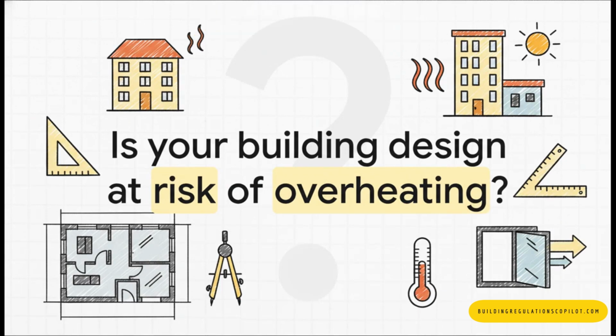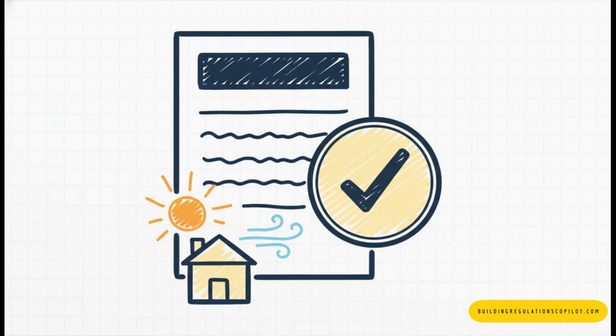So this is the million-dollar question every single architect and developer has to ask right at the start. Is your design at risk? Because trust me, if the answer is yes, it has massive implications for your design, your budget, and the whole compliance journey. And this document? This is the official rulebook. Overheating is no longer just a nice-to-have thing to consider. No, it is a mandatory, non-negotiable standard for keeping our new homes safe and livable, especially when things heat up.